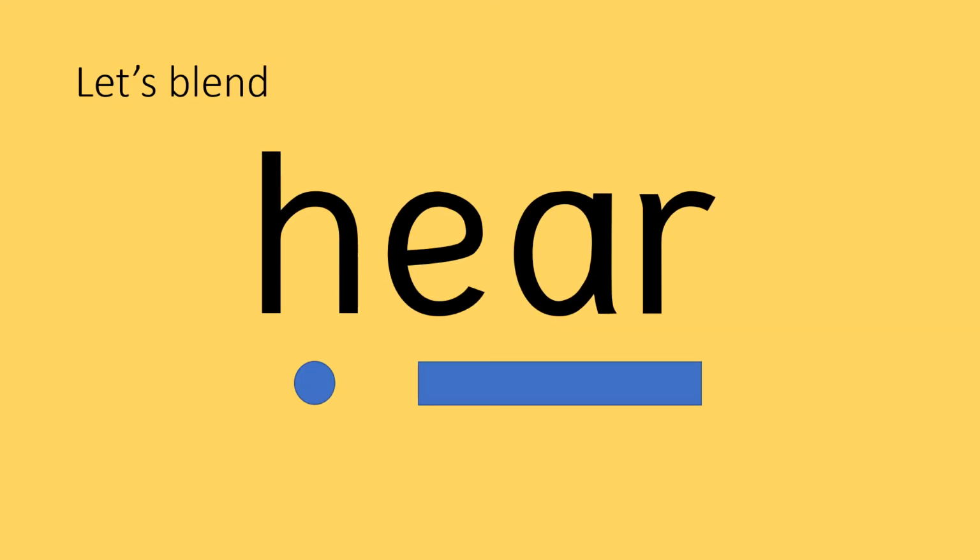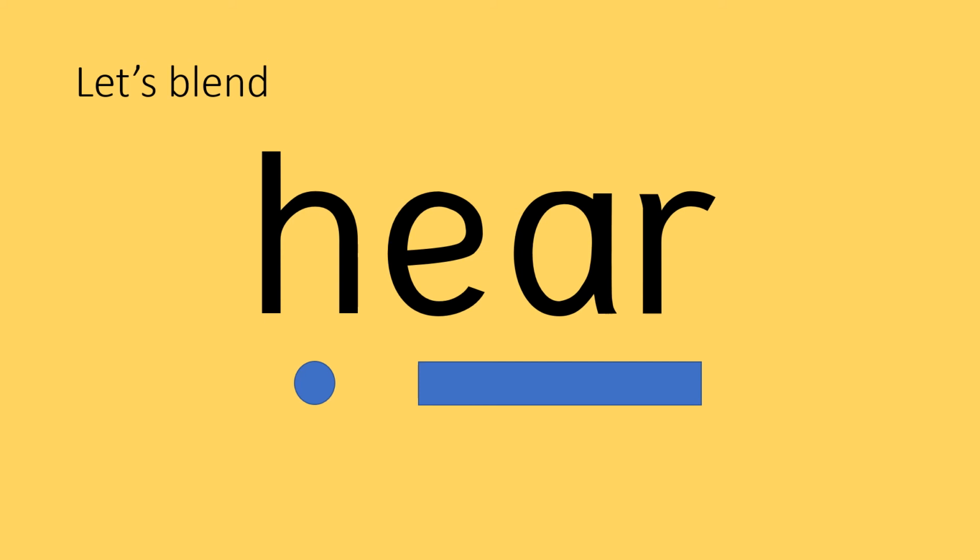Now, as this is an interesting one and it does make a word, it's also interesting because if you look at this word that we're about to read, it's got 4 letters, but only 2 phonemes. So we've only got 2 sound buttons to say. So you might want to pause the video and just have a go, or you can continue and join in with me.